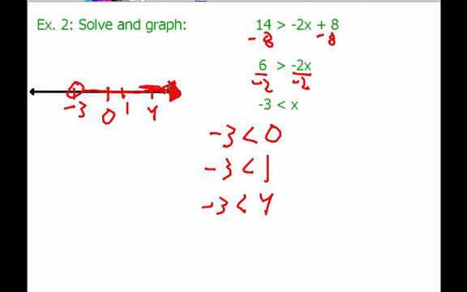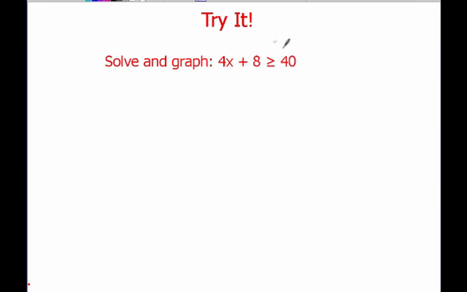So that's all there is to it. You just solve it like an equation. If at the end you happen to multiply or divide by a negative number, you flip the sign, and then you graph. Easy, no problem. So, for tonight's try it problem, you need to solve and graph 4x plus 8 is greater than or equal to 40.